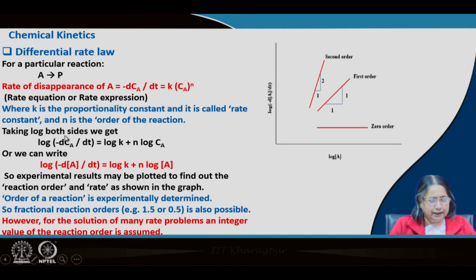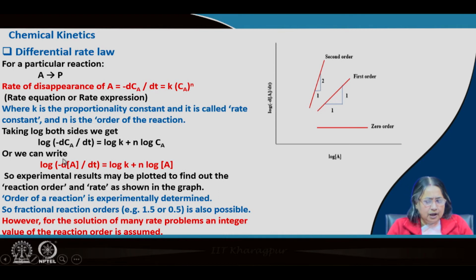Now, here you can see that this is the rate expression, it is called the rate equation or rate expression. Now, if you take the logarithm on both sides, then what you will get? You will get log of minus dCA by dt is equal to log K plus n log Ca. Or you can write the concentration term in this other way also, which I have just explained.